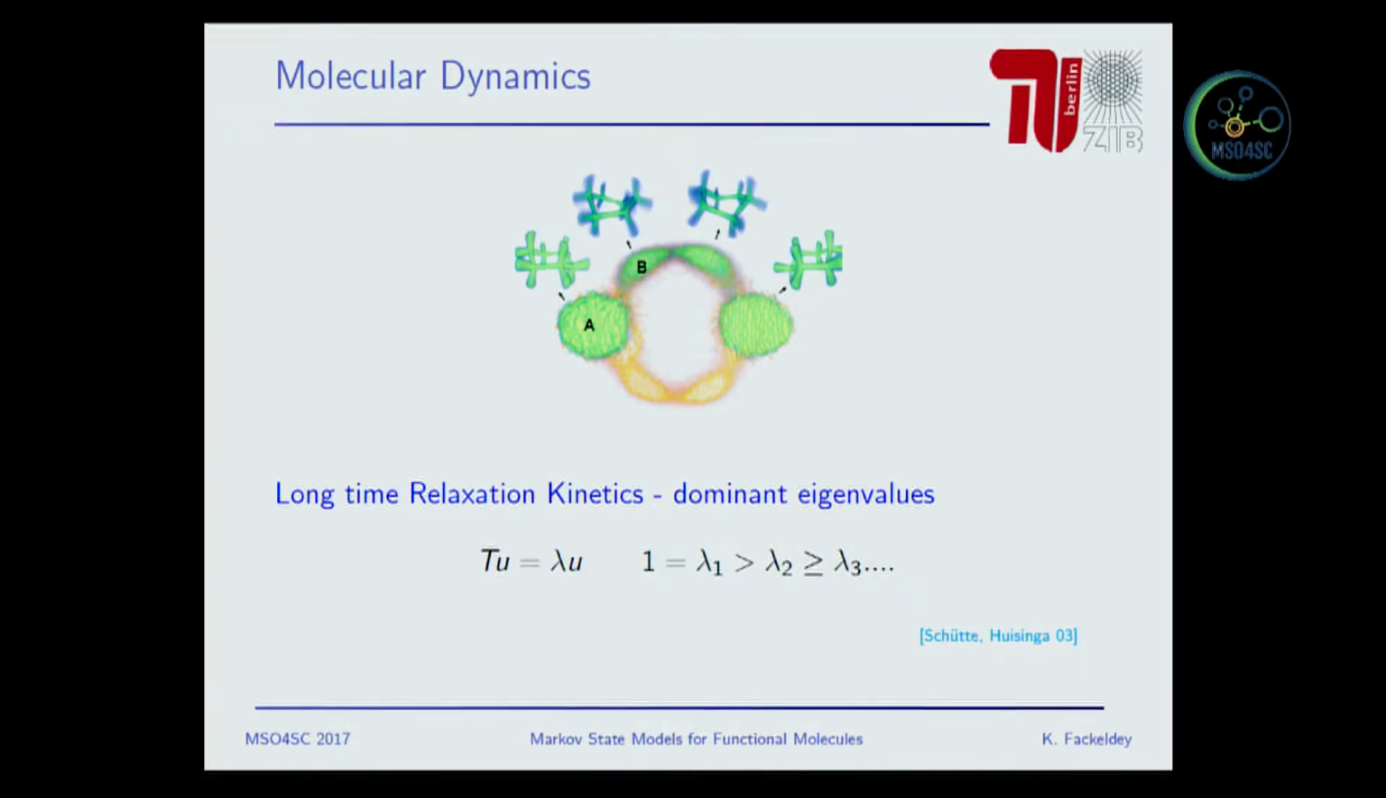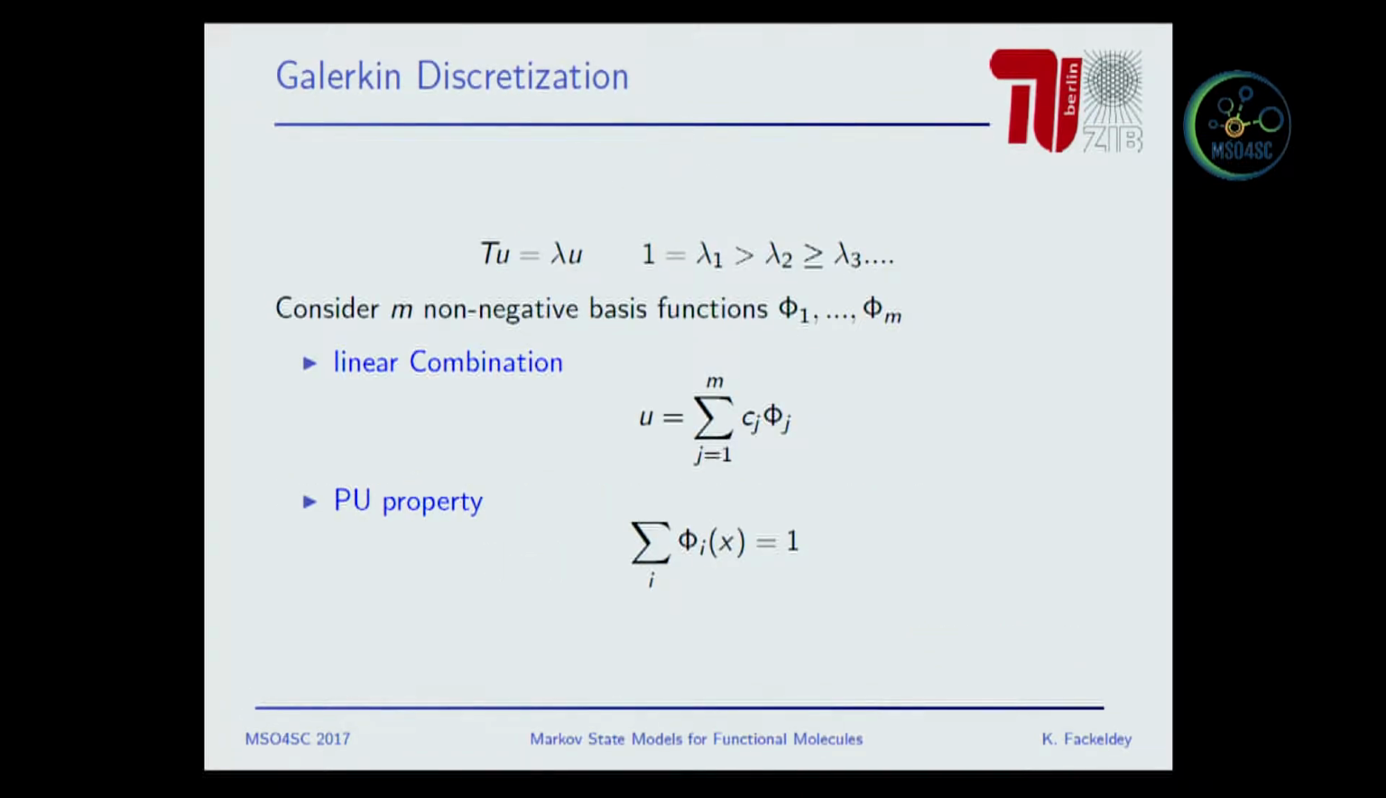But the problem is, how do we get these eigenfunctions and eigenvalues? Eigenvalues are not that bad, but eigenfunctions have to be computed somehow. And the idea is, since we are in an infinite regime, we use a Galerkin discretization, and we need some basis functions, and these basis functions have to meet the partition of unity condition.